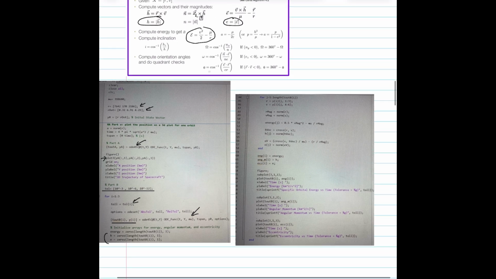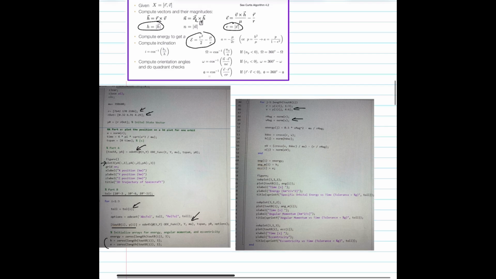And in this first for loop, we are calculating H and the energy and E. And in order to do that, we need to do that equation, which is right there. And R cross V is right there. And the energy is right there.